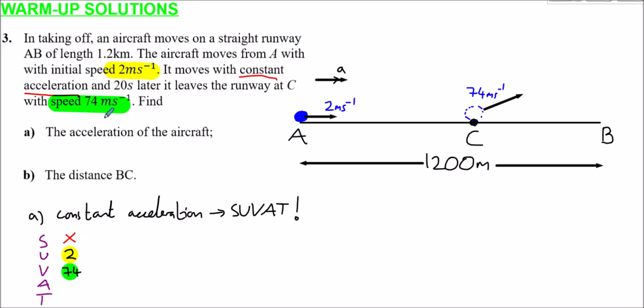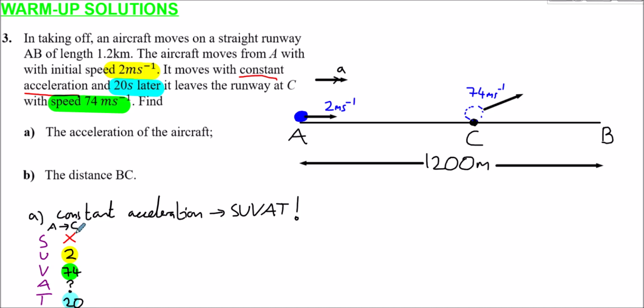We want to find the acceleration, so I'm going to put a question mark for acceleration, just to denote that I do want to know that. That is literally the question. And T stands for time, so it says that in between A and C, 20 seconds later it leaves at C. So it starts at A, 20 seconds later it's at C. And so the time frame we're talking about between A and C is 20 seconds. So this SUVAT is just from A to C.